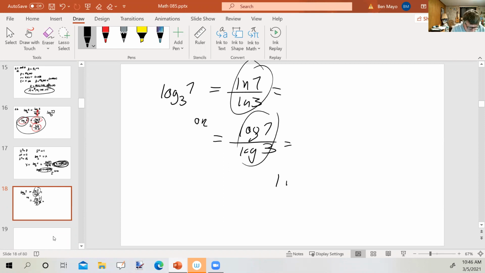And I'm getting 1.77124. The 4 would round down, so that would be your answer to 4 decimal places. Any questions about that one?